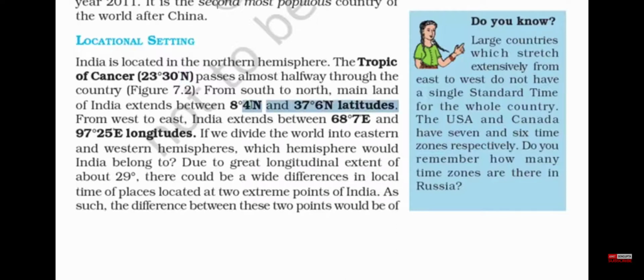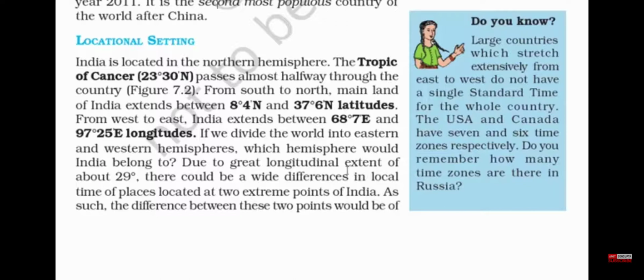This is not much of an importance, but Tropic of Cancer, just remember that it passes through India, that is from Gujarat, Kolkata. So that is 23.3 north. Remember this. India extends between 68.7 degree east and 97.25 degree east longitude. If we divide the world into eastern and western hemisphere, which hemisphere would India belong to?